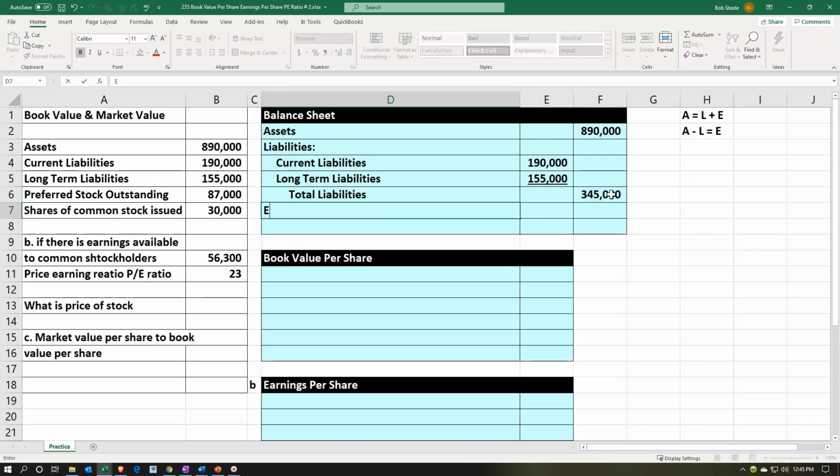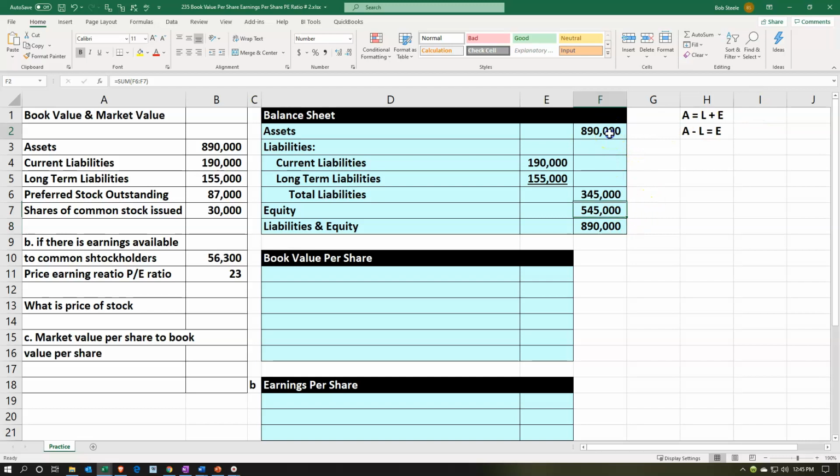Then I'm going to pick up total equity. So equity would then be equal to the assets, the 890, minus the liabilities, the 345. And then if I was to put this in a balance sheet type of format, we'd have liabilities and equity equal to the sum of these two above it, the 345 and the 545, giving us the 890, which will match the assets equal liabilities plus equity.